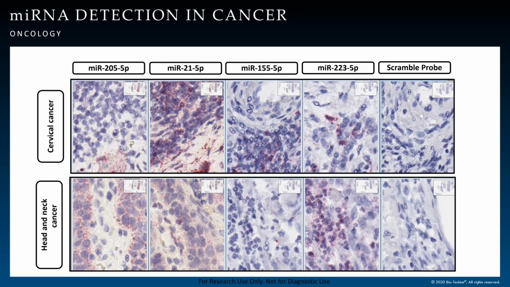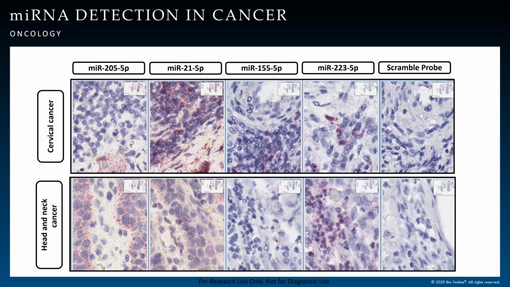The markers shown here are known to play a role in these two types of cancer: cervical cancer in the top row and head and neck cancer in the bottom row. These markers are known to deregulate signaling networks that promote malignant transformation. For example, miR-205-5P, which is shown on the far left, is known to promote tumor invasion, migration, and angiogenesis, and one of its key targets is AKT activation, where the proliferation of cells is activated and initiation and progression of the tumor begins.